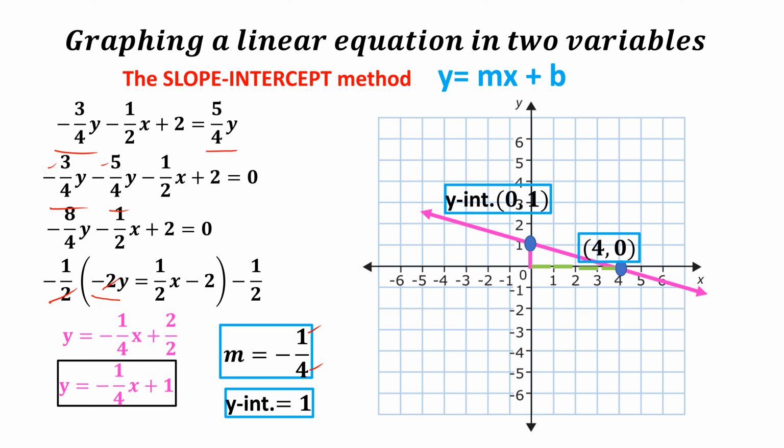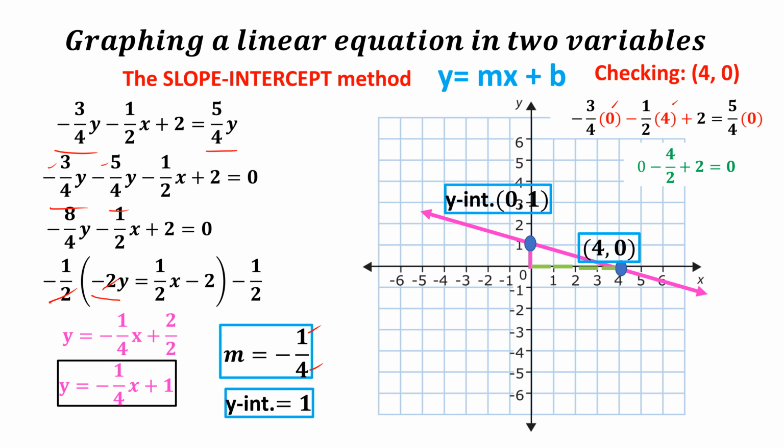And then how do we know if our graph is correct? Thus, we're able to check the 4, 0 as our testing point if it will satisfy. So checking, we will be changing the x by 4 and the y by 0. So negative 3/4 times 0, negative 1/2 times 4, plus 2 equals 5/4 times 0. And to simplify them further, negative 2 plus 2 is equal to 0. Thus, 0 is equal to 0.